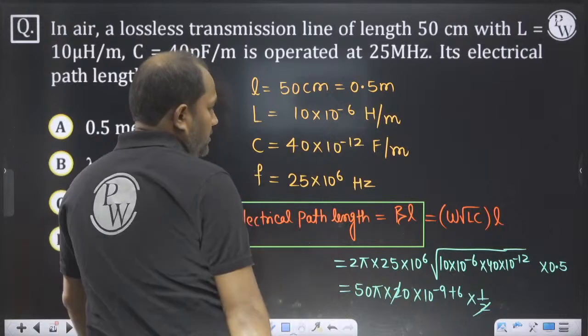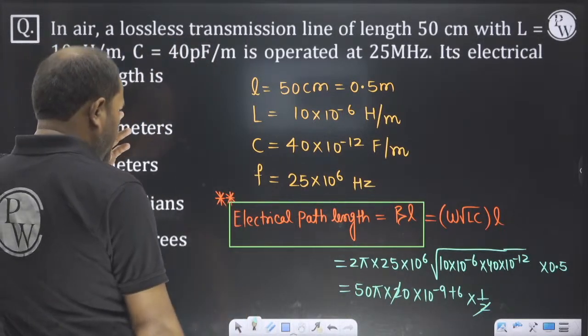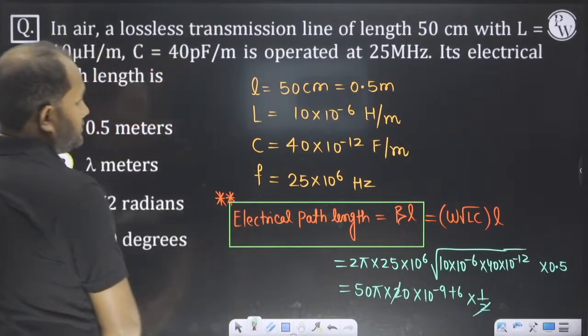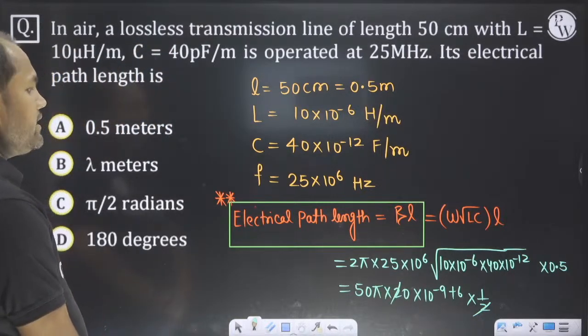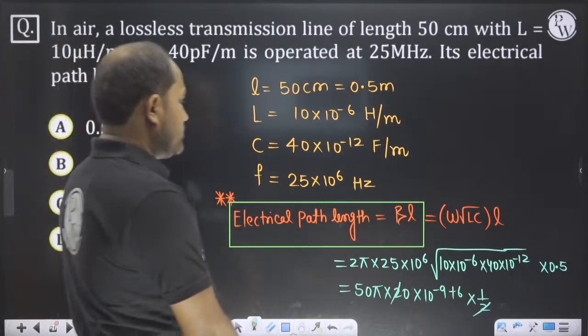So our answer will be 10 to the power 6 minus 3, so minus 3 and 100, so 10 to the power minus 8 in total. So it is 0.1 pi.